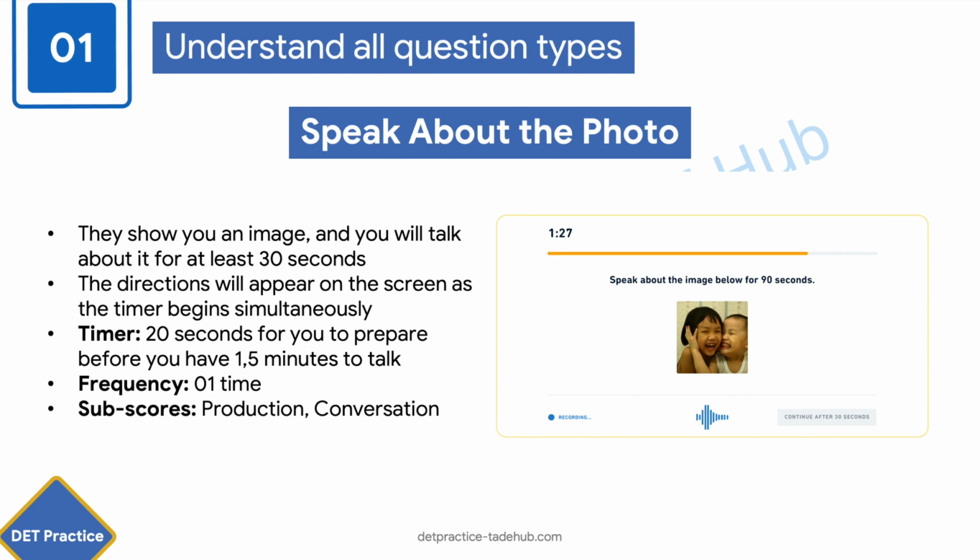Speak about a photo is the next one. We have an image on the screen, and DET takers will talk about it for at least 30 seconds. Similar to listen then speak, we have 20 seconds in the beginning to prepare for our answers, and next we have 1 minute and a half to speak our answer.